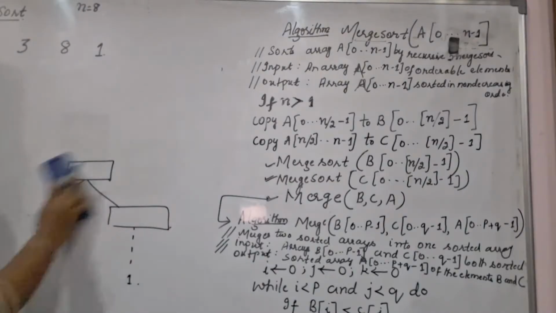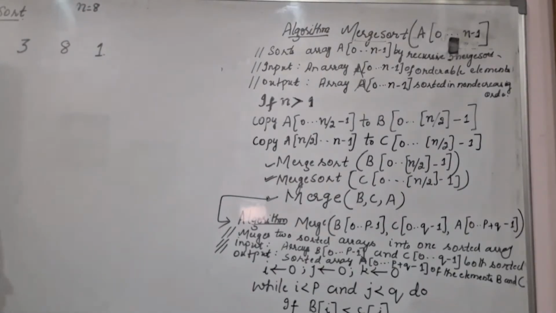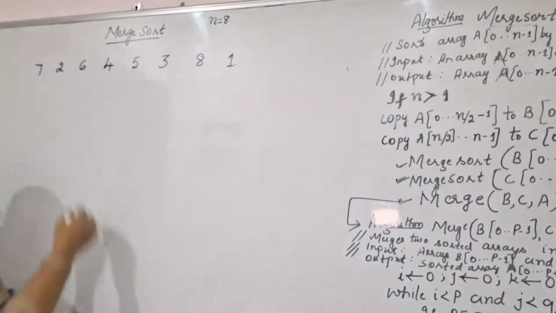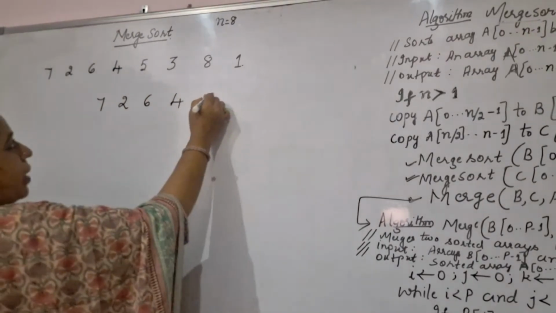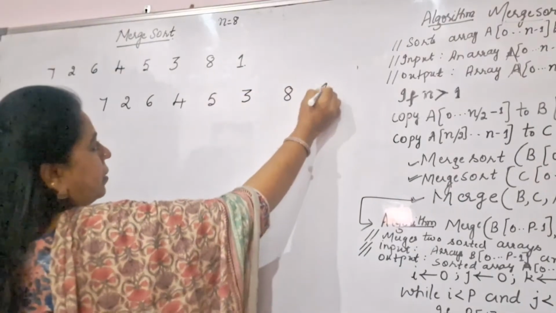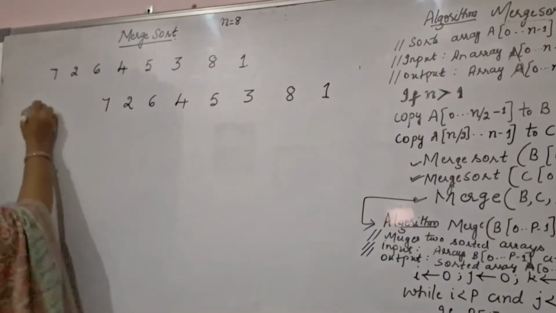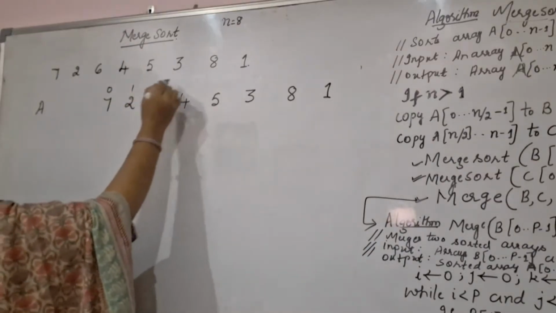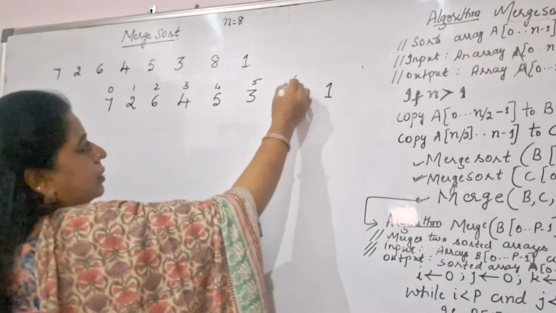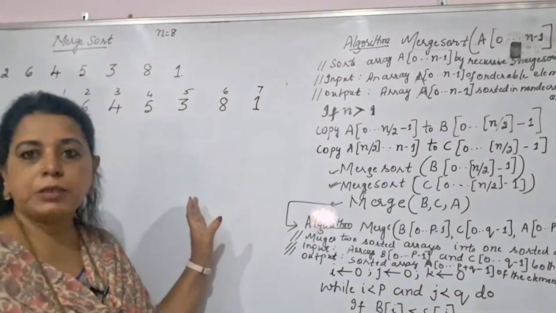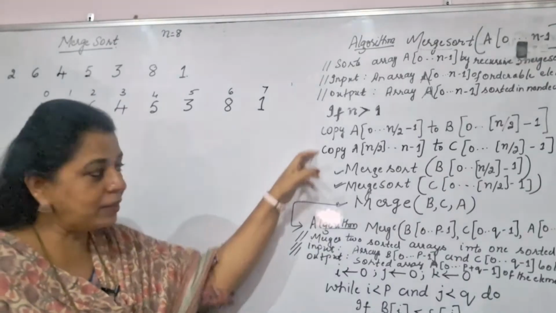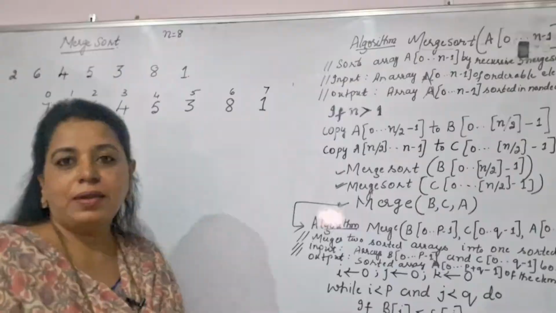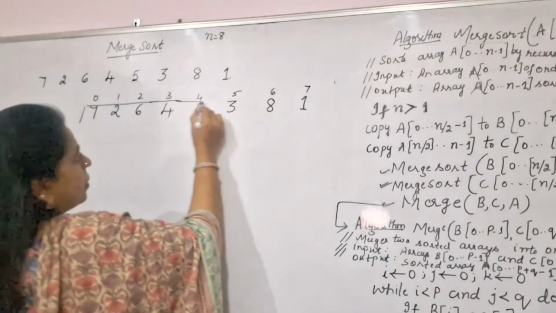Now let me first show you with numbers how exactly this algorithm works. So now you have the elements 7, 2, 6, 4, 5, 3, 8, 1. This is an array A, with indices 1, 2, 3, 4, 5, 6, 7. First I'll explain only with respect to the elements, then I'll try to map whatever operation I carried out here with respect to the elements to the lines of code present in the algorithm. This is your array A.